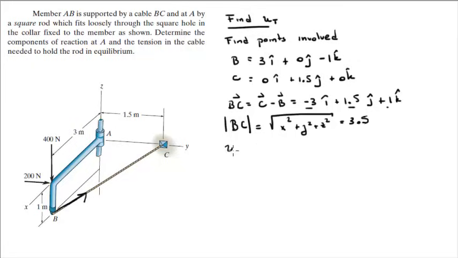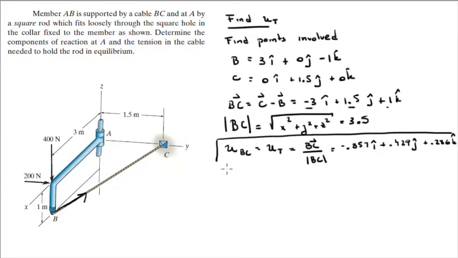So to find the unit vector BC, which is the same as the unit vector T because they're both aiming in the same direction, you basically have to divide the vector by its magnitude. So you're going to divide each of these three values by 3.5, and you're going to get that the unit vector has a Cartesian vector form of negative 0.857 in the i, plus 0.429 in the j, plus 0.286 in the k. So this is our unit vector T.